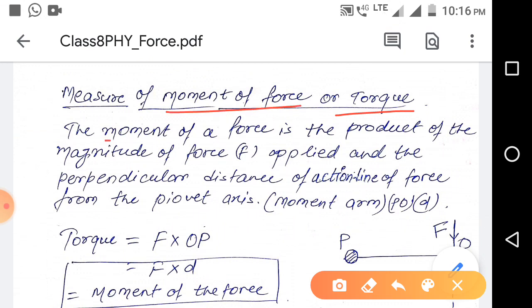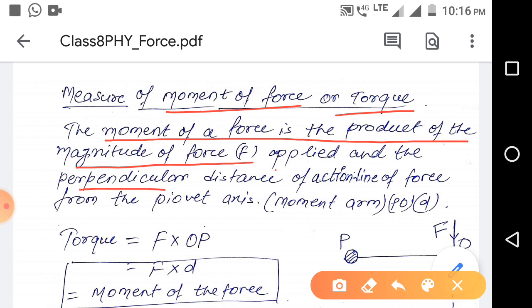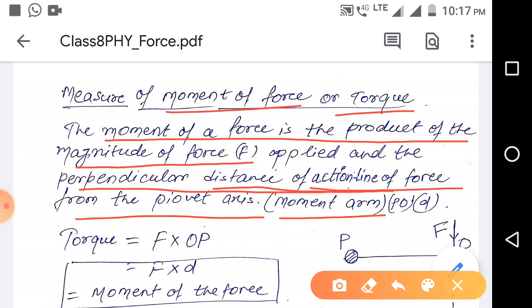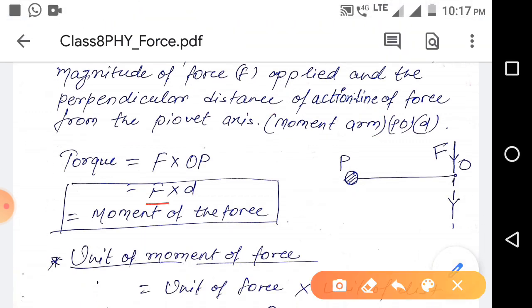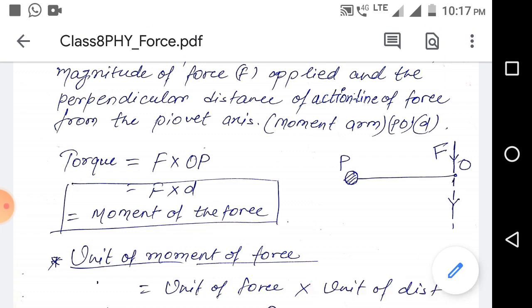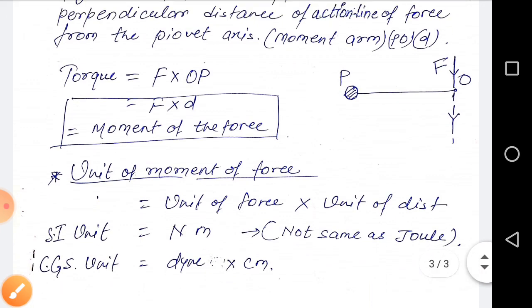the moment of force is the product of the magnitude of force and the perpendicular distance of the line of action of force from the pivot axis, which is called the moment arm. Okay, so this torque, that is the moment of force, is equal to F into D. Now come to the unit of moment of force.